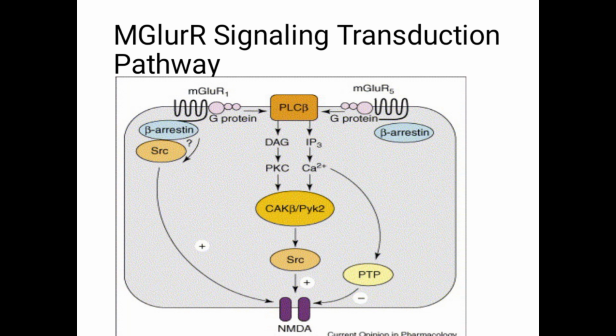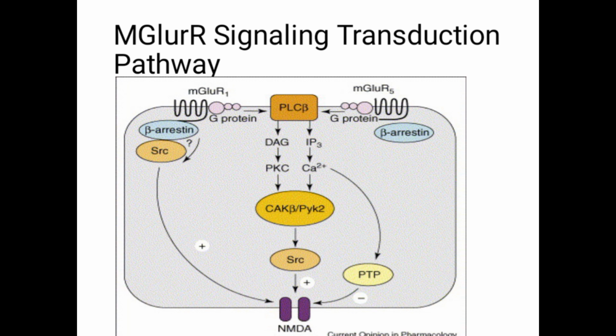Now, this G protein turns on an enzyme called PLC, that's the phospholipase C beta, which breaks down a lipid in the cell membrane into diacylglycerol and IP3. The IP3 activates calcium ions, which activate other processes, while the diacylglycerol activates PKC, protein kinase C, which is an enzyme that adds phosphate groups to proteins to change their shape, their function, and so on.